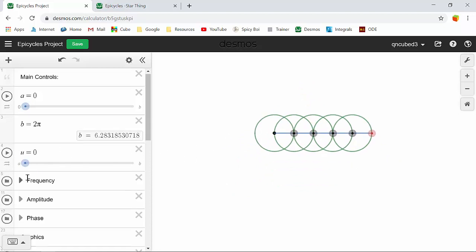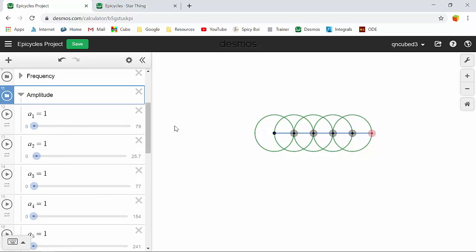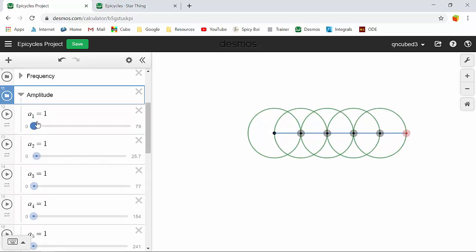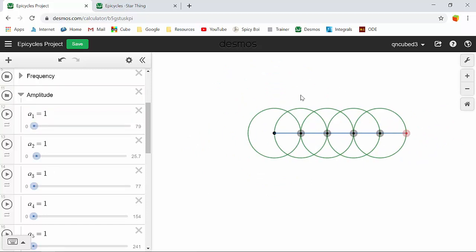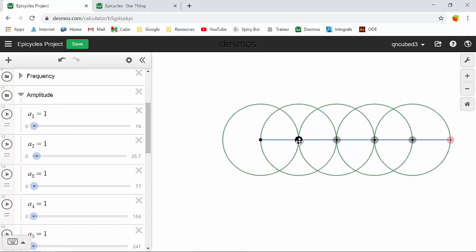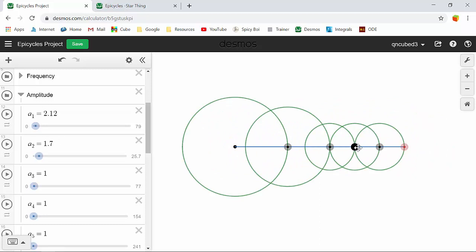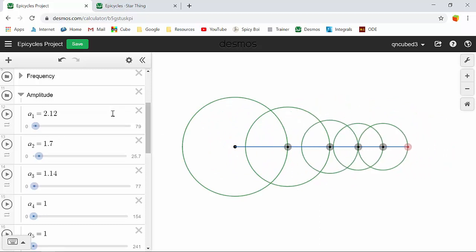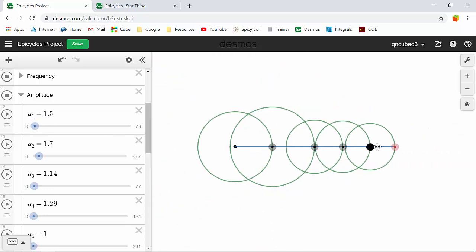Underneath that, we have 3 folders right here. We have the frequency, the amplitude, and the phase. Let's start off with the amplitude. The amplitude is quite self-explanatory. It's how big each circle is. We have A1, which controls the first circle, A2, which controls the second circle, and so on. We can change the amplitude according to whatever we want. And the nice thing is, each of these points on our circles can be moved around as movable points, so we can directly change the amplitude by moving the points around instead of going to this folder right here. That's a nice thing.